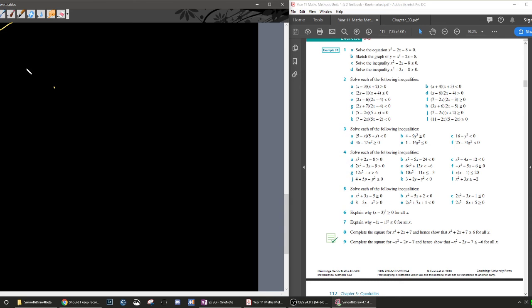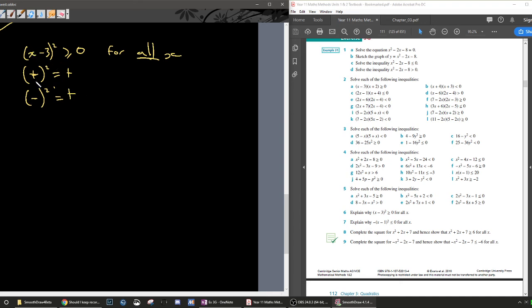So, question 6. Explain why x minus 3 all squared is greater than or equal to 0 for all x. Well, we've got a square here, so no matter what we put in here, if this ends up as a positive, doesn't matter what number we choose for x, a positive squared is going to equal positive. But if this whole thing ends up becoming negative, because we square, it's going to be equal to positive.